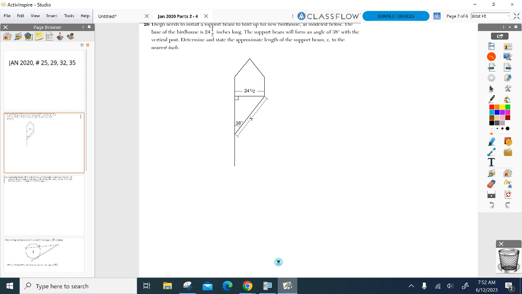I have a degree measure. I have two sides. Anything coming to mind? You could do sine, right? Why? 38 is the angle. What's the 24.5? Opposite. And what's the x? Hypotenuse. All right, there you go. And notice what section this is under? This is a 2-pointer, right? Shouldn't be too much work.